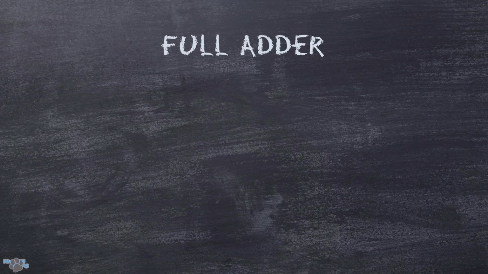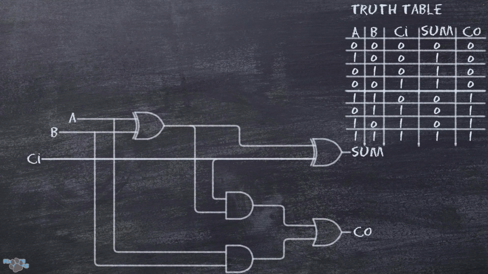We can use the half adder to make a full adder. The full adder is functionally the same as the half adder, except with the inclusion of a carry in, as you can see. Let's step through the full adder and show the full process.